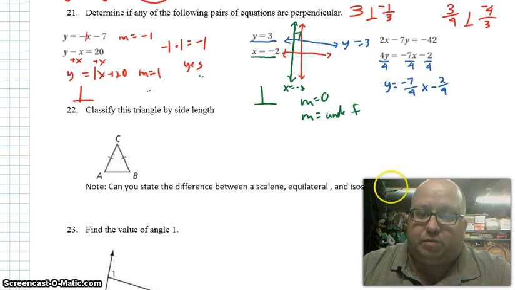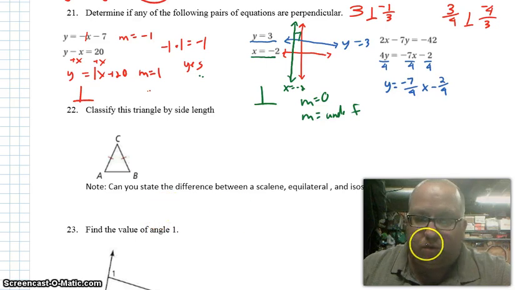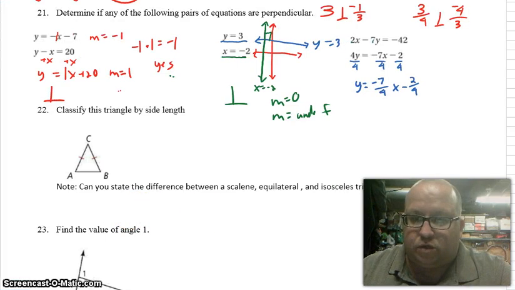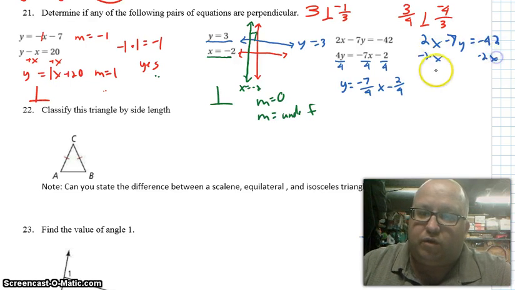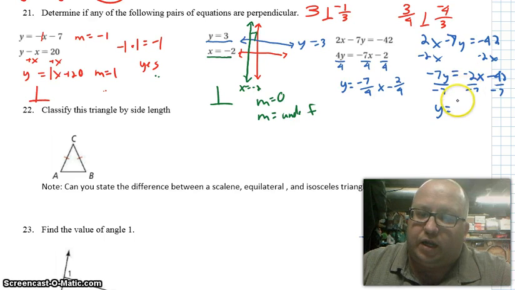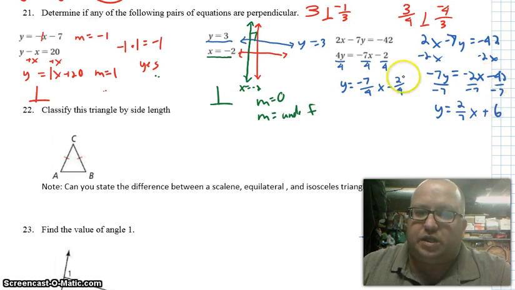Now, this top one, I'm going to move it over a little bit. 2x minus 7y equals negative 42. Going to subtract 2x to move that over. Negative 7y equals negative 2x minus 42. Divide all these by negative 7. Y equals, and a negative divided by a negative turns into a positive, 2/7 x, and 42 divided by 7 is 6, plus 6.